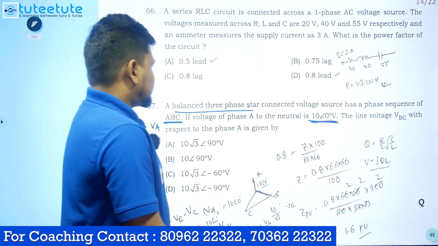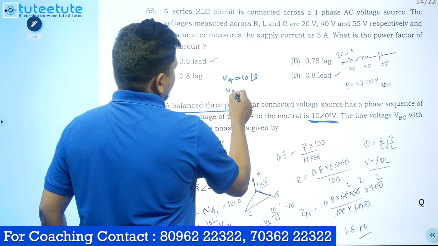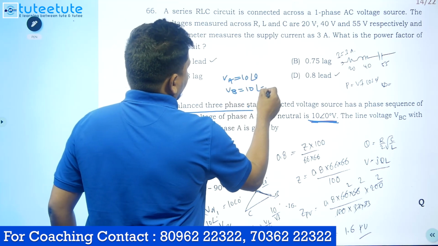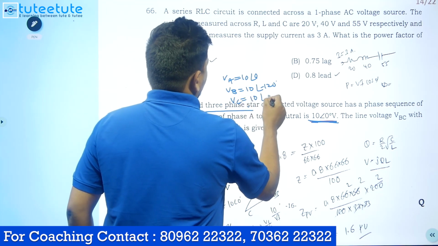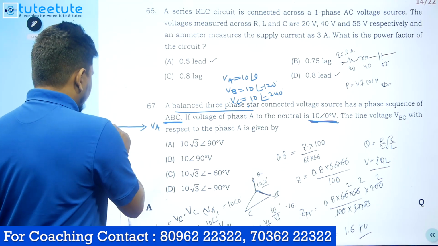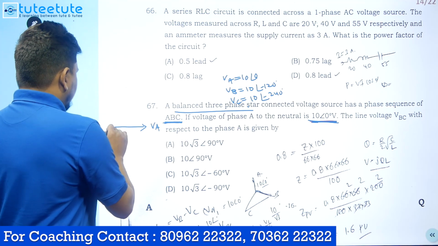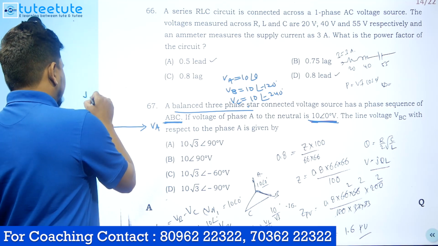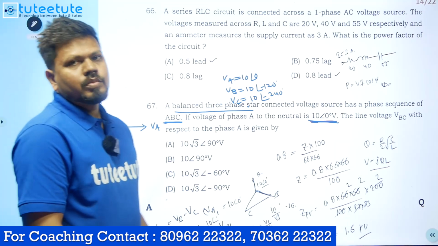So I'm considering VA is 10 at an angle of 0, which means VB is 10 at an angle of minus 120 degree, and VC is 10 at an angle of minus 240 degree. Minus 120 degree we have to represent as 90 plus 30, minus 120, this is VB, and the other one is VC. All are having equal magnitudes, and a 120 degree shift will be there between all the three.